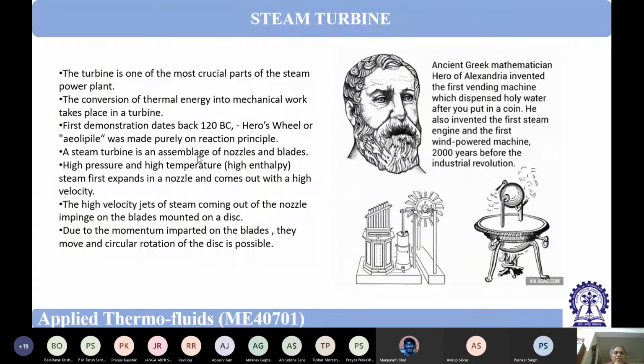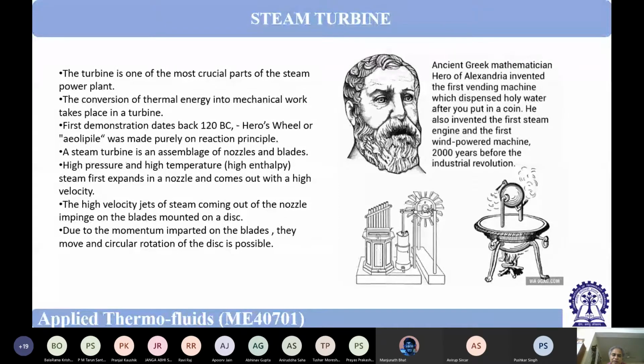A steam turbine is a combination of nozzles and blades. Basically in the boiler, we are generating high pressure, high temperature, that means high enthalpy steam. The high enthalpy steam will first expand through the nozzle and come out as a very high velocity jet. Then this high velocity jet of steam will impinge on turbine blades. Blades are mounted on a disc just like this figure.